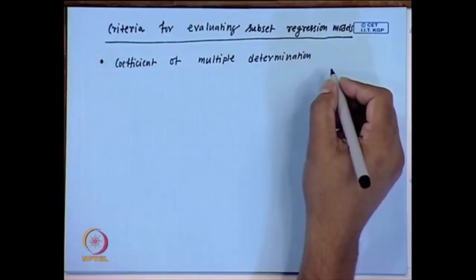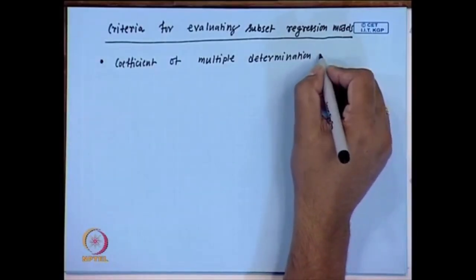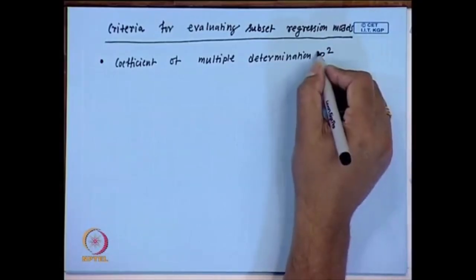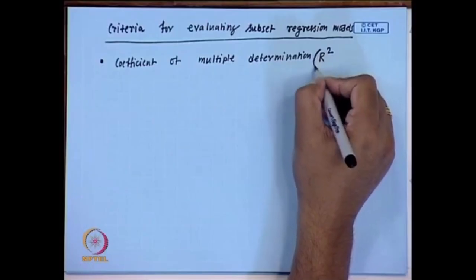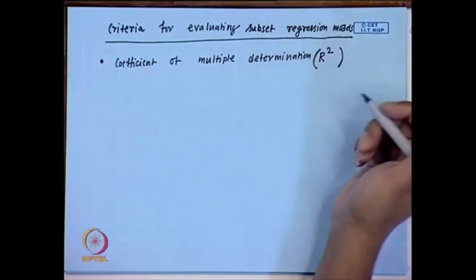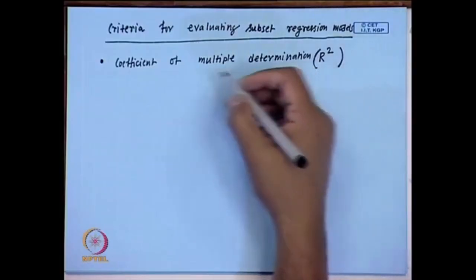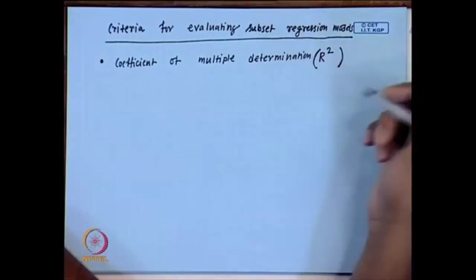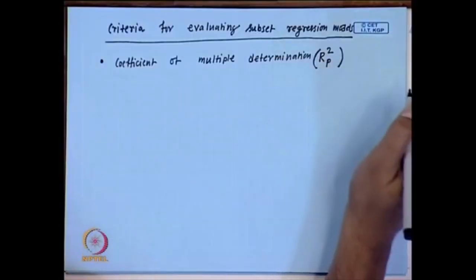And we denote this one by R square. Before, I also mentioned this R square, and we used to call it the coefficient of determination. Since we are talking about a multiple linear regression model here, we call it the coefficient of multiple determination. So, we denote this by Rp square.